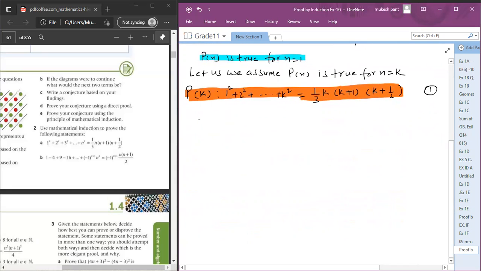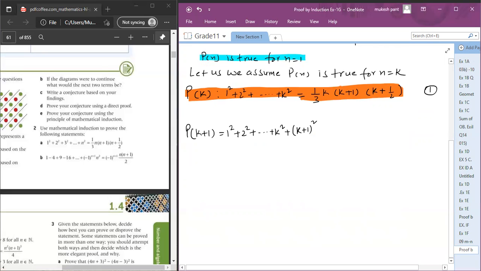Now after this P(k), you have to take one more term, k plus 1. After k, we will take one more term, k plus 1. So how will you write this? You will write the square of 1 plus the square of 2, plus up to the square of k, and then one more term, (k plus 1) squared. Are we understanding this? Is it okay? Yes, sir.